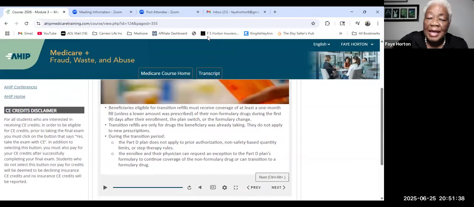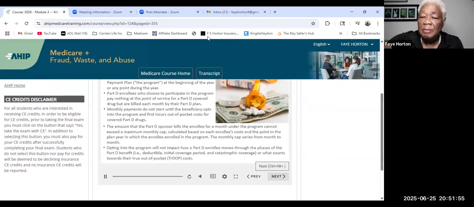The enrollee and their physician may request an exception to the Part D plan's formulary to continue coverage of the non-formulary drug, or can transition to a formulary drug.